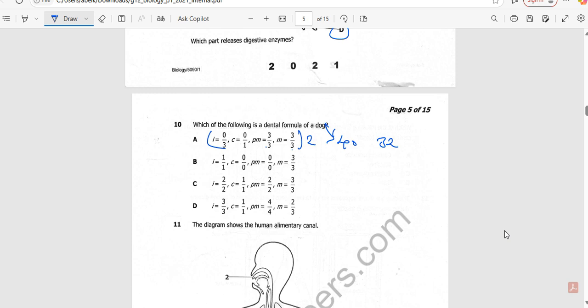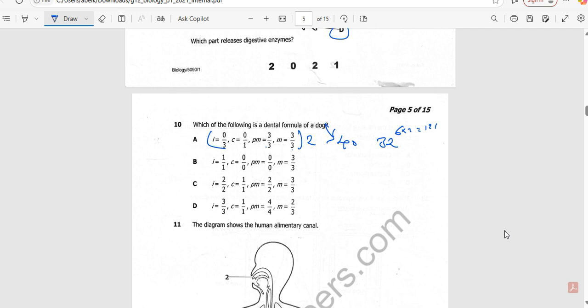So on this one, now we need to find a number which can help us to find the total number of teeth to be 40. So in this situation, you'll find that if you add, for example, let's say 0 plus 0 plus 3, so up is 6. 6 times 2, I get 12.